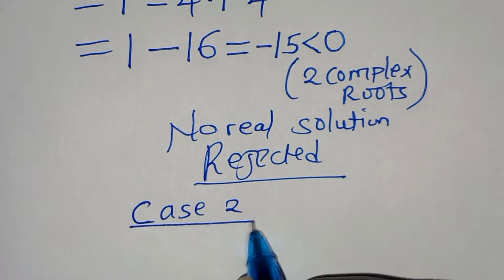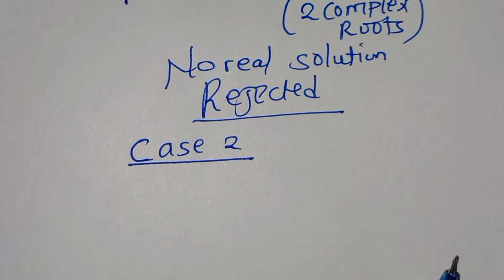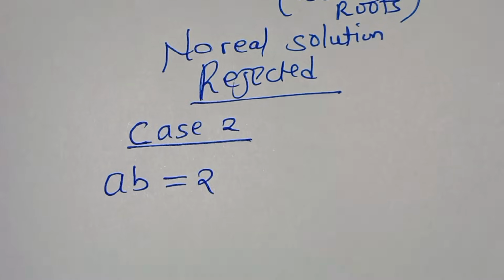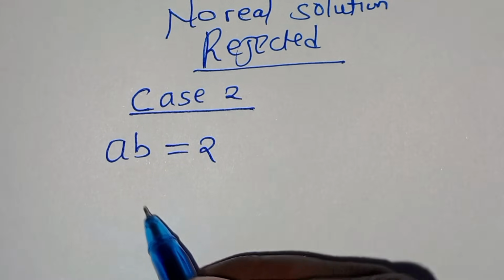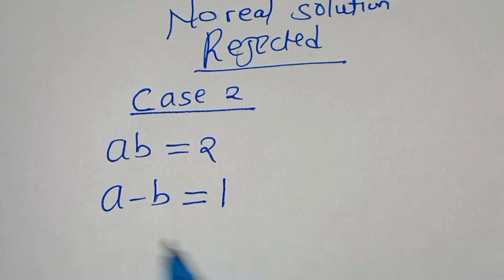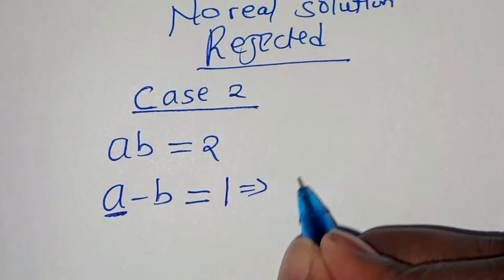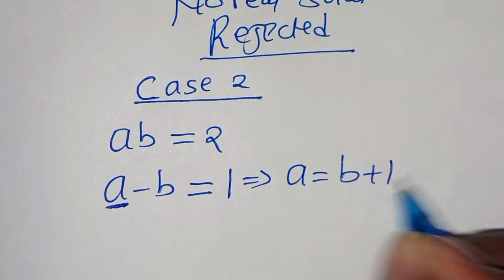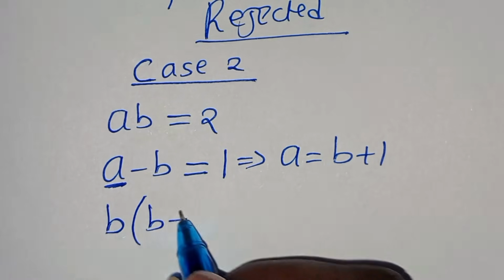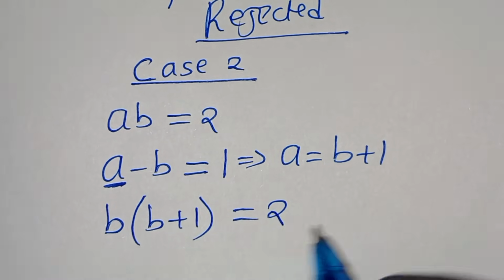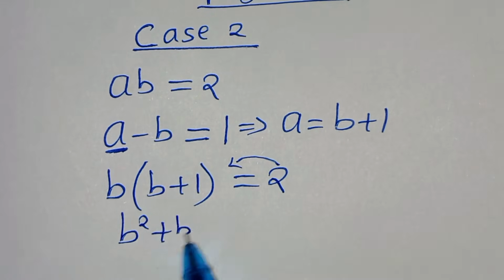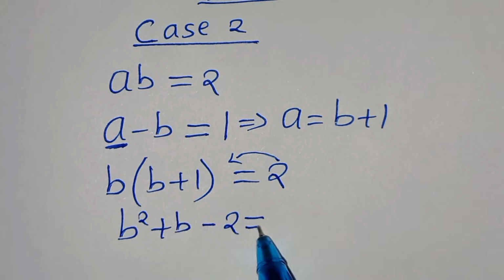Case 2. In case 2, we have that ab is equal to 2. And given equation 2, which is a minus b equal to 1, let's make a the subject of the formula. That means that a is equal to b plus 1. So this means we have b multiplied by b plus 1 equal to 2. So let's take 2 to the left-hand side. This means we have b squared plus b minus 2 equal to 0.